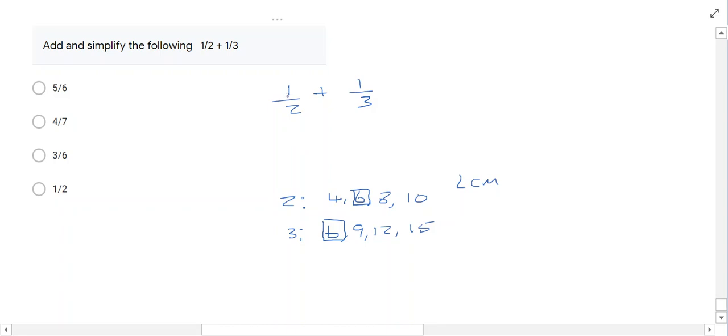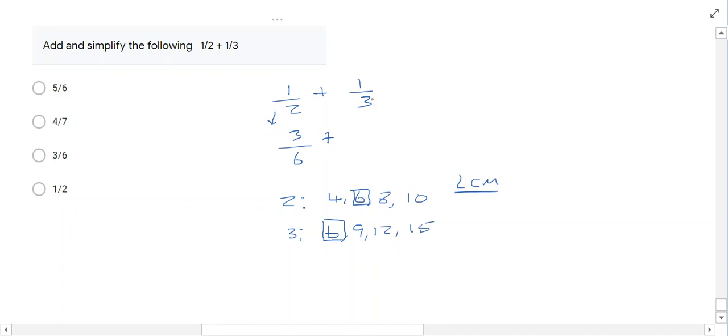If we multiply the bottom by 3, we have to multiply the top of the fraction by 3 as well. So we can just rewrite this. 1 multiplied by 3 is going to be equal to 3 over, and then 2 by 3 is 6. So we've changed this fraction so that its denominator is the lowest common multiple. Then we do exactly the same with 1/3.